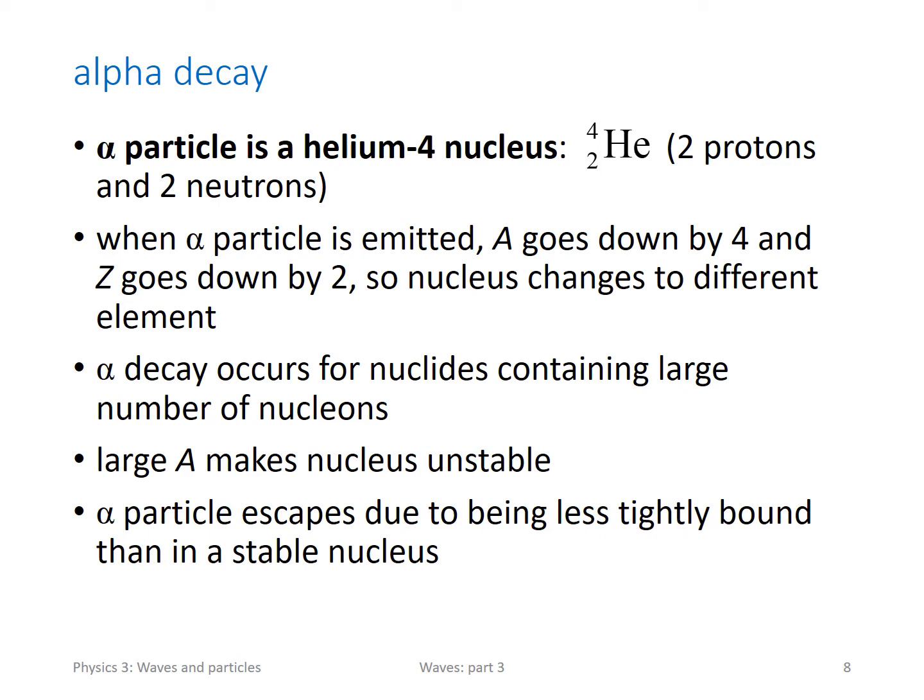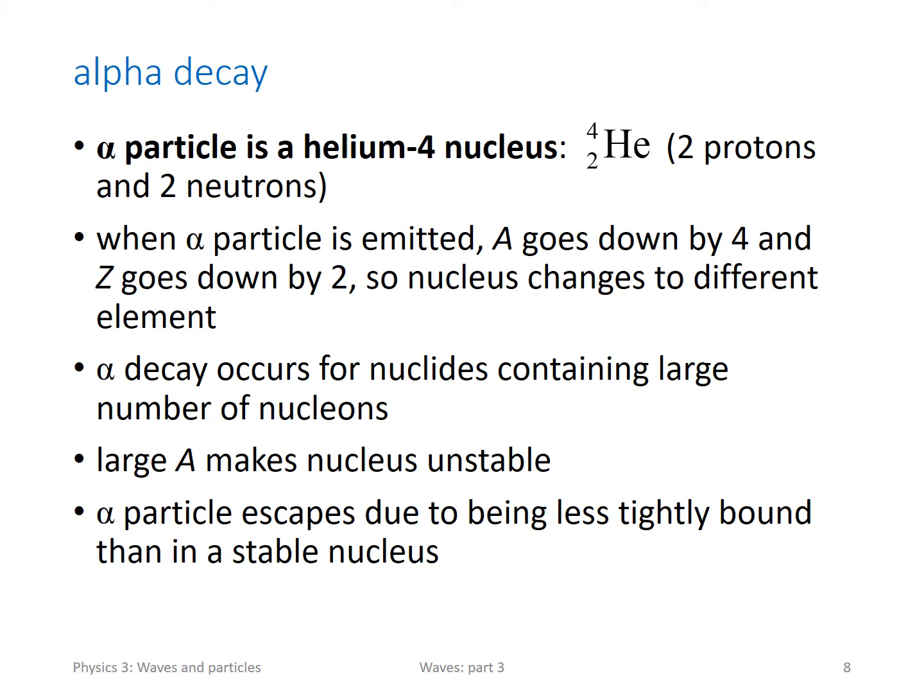Alpha radiation is highly ionizing. Obviously the alpha particle is, relatively speaking, a massive particle, 2 protons, 2 neutrons. It's emitted at high speed, so the energy of an alpha particle typically is in the range of 5 to 10 mega electron volts. So it's highly ionizing.